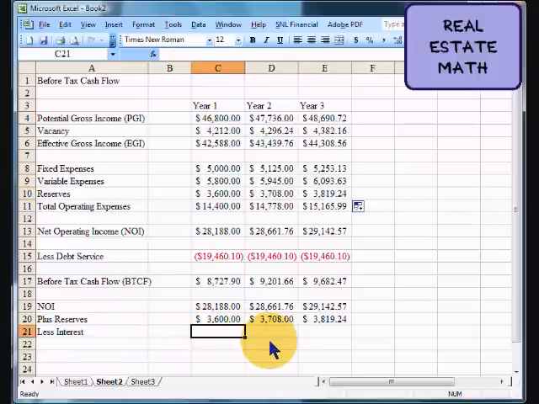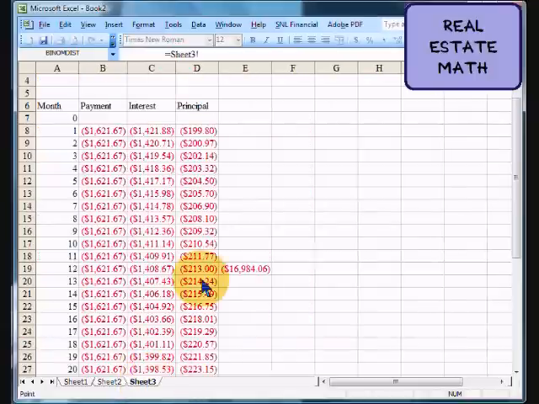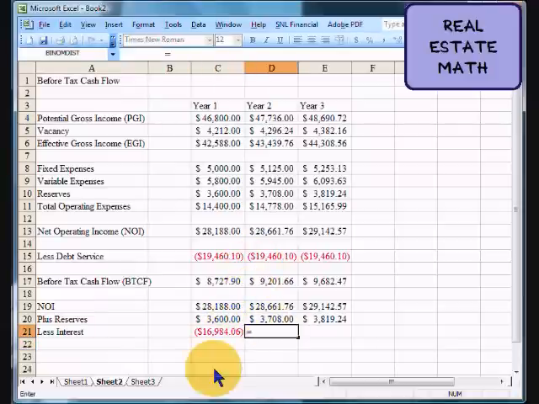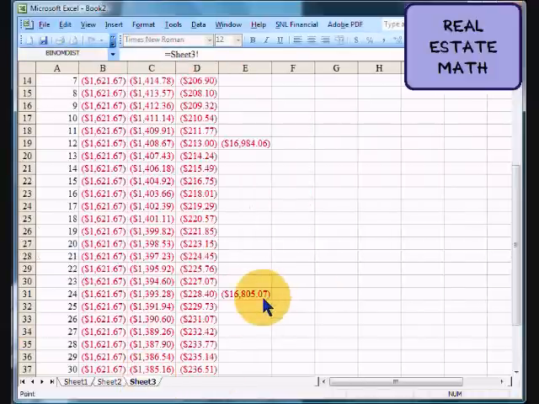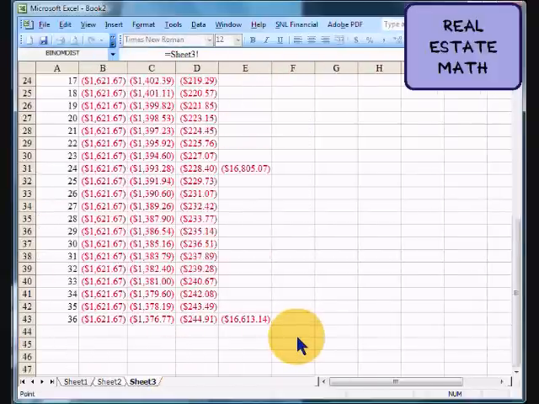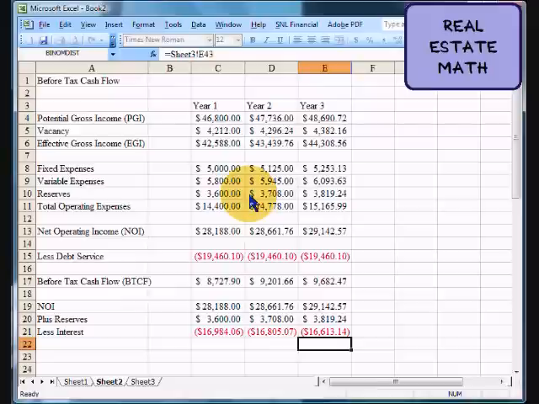So what was our total interest for the first year? We're going to go back to this other sheet now that we've got the correct values in here for our interest and our total. There's interest for the first year. Now interest for our second year is a little bit further down. Interest for our third year is down here at the bottom.